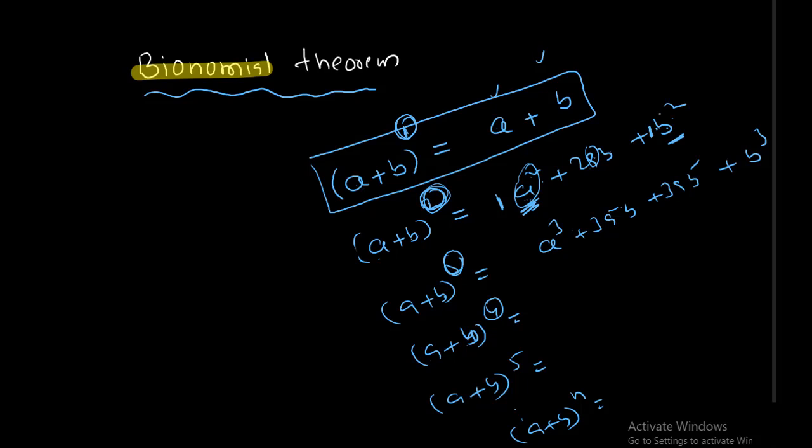So the highest power of a is 2, and the highest power of b is also 2. This is a polynomial in a and b with degree 2. So observe a plus b whole cube, given.